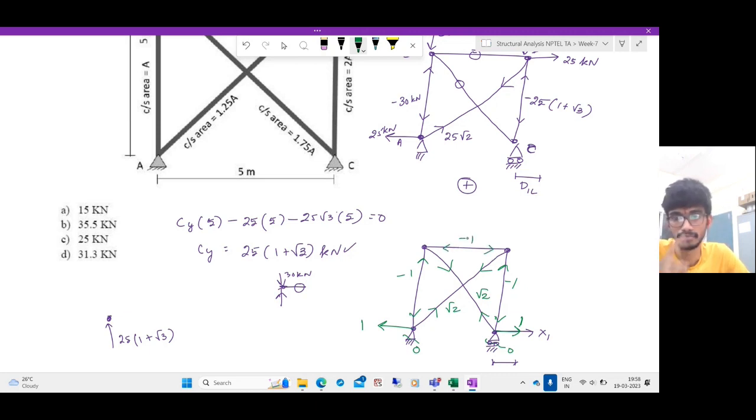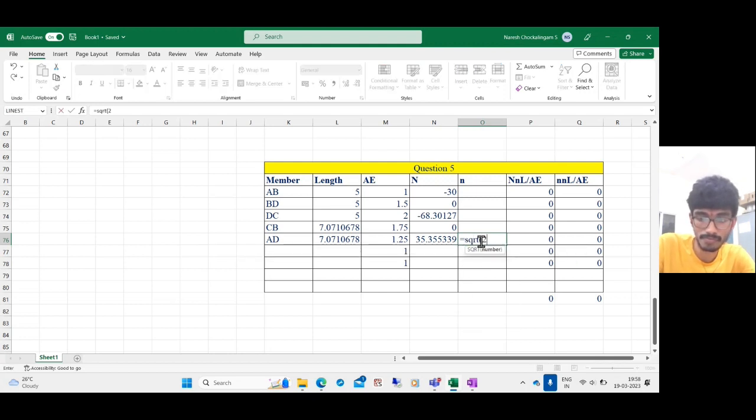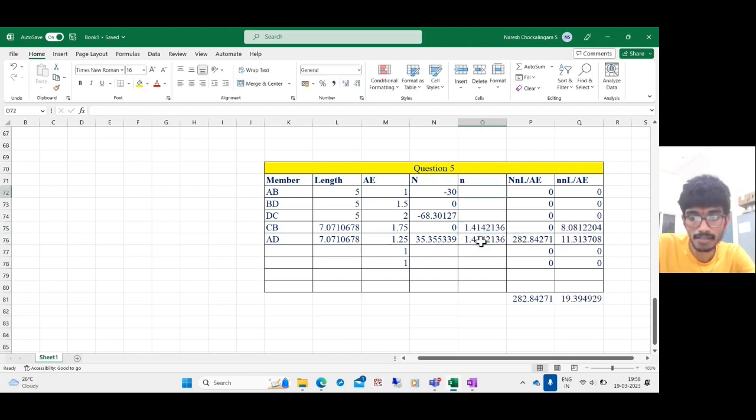So except AD and BC, all others are subjected to -1. AD is square root of 2, and BC is also square root of 2. All others are subjected to -1.